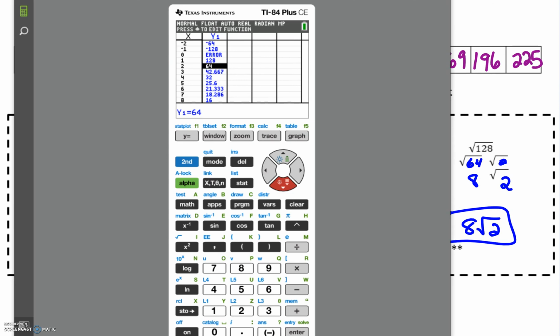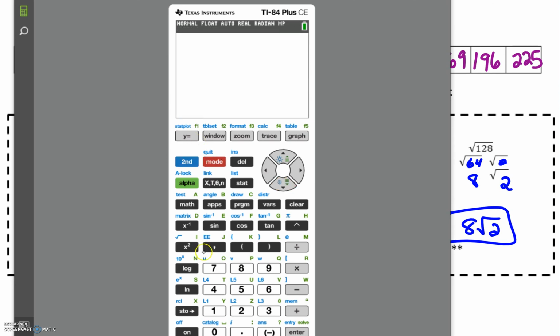To check if you did that correctly, you can go in your home screen and do the square root of 128 to get 11.313. And then if I do 8 radical 2, I should see that my decimals match up, which means I did simplify correctly.